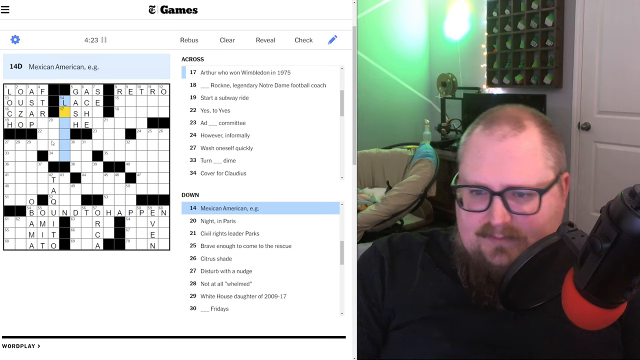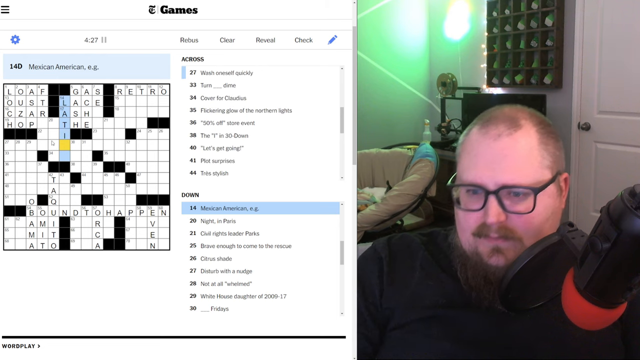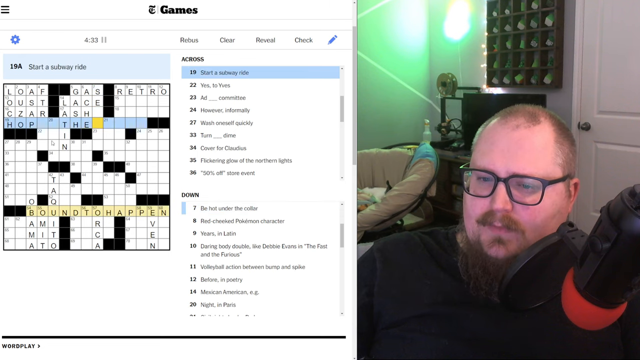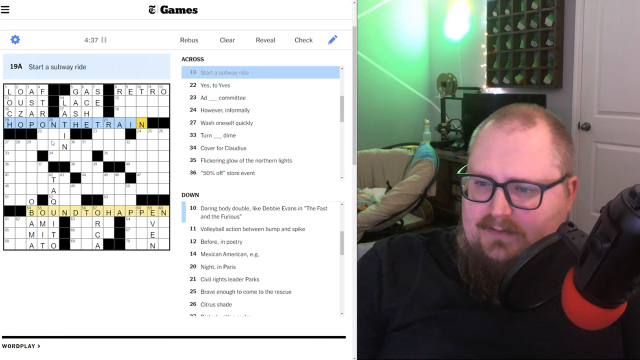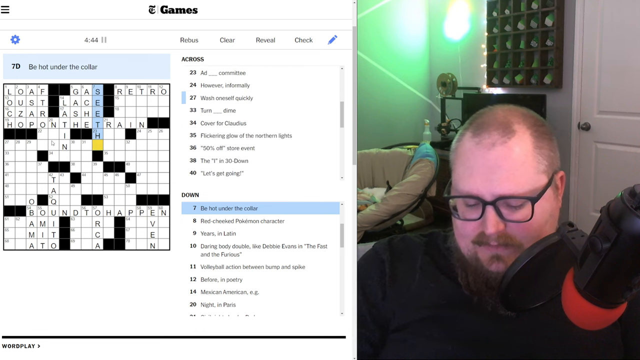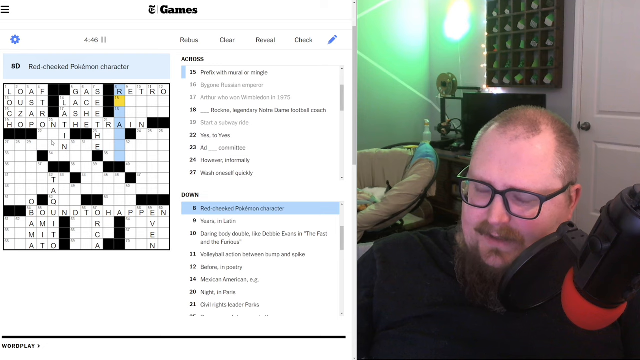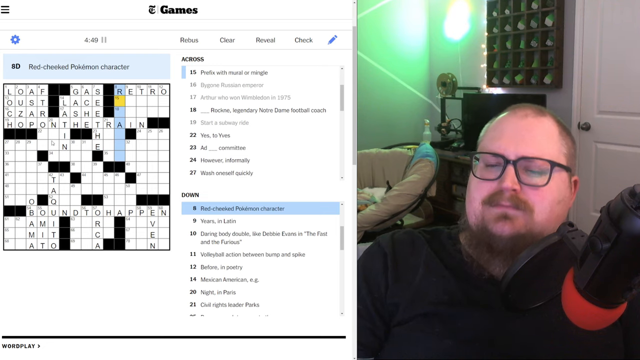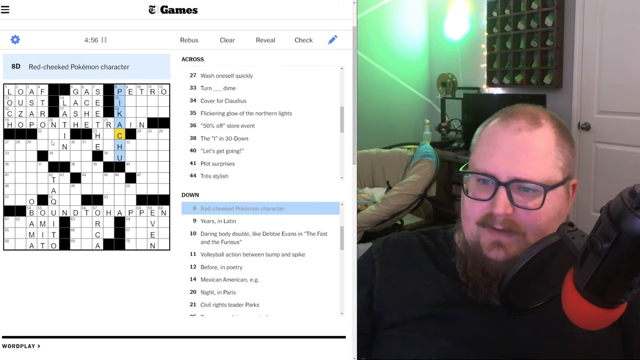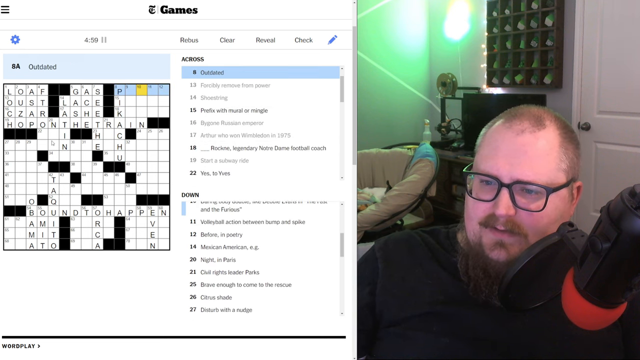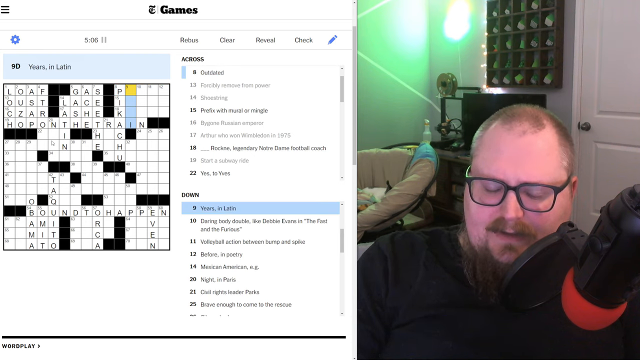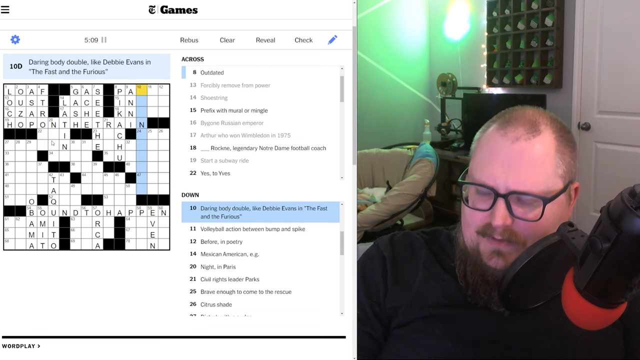Mexican-American, for example. It would be a Latin Mex. It could be Latino, Latinx, who knows. Alright, so maybe this is hop on the train. Arthur who won Wimbledon, who knows. Be hot under the collar is seethe. Red-cheeked Pokemon character. It's gotta be Pikachu. So I guess retro is incorrect. That's fine. Outdated. Starting with a P. Not sure. Years in Latin. Like Ani, I think. Because Anno is the singular.